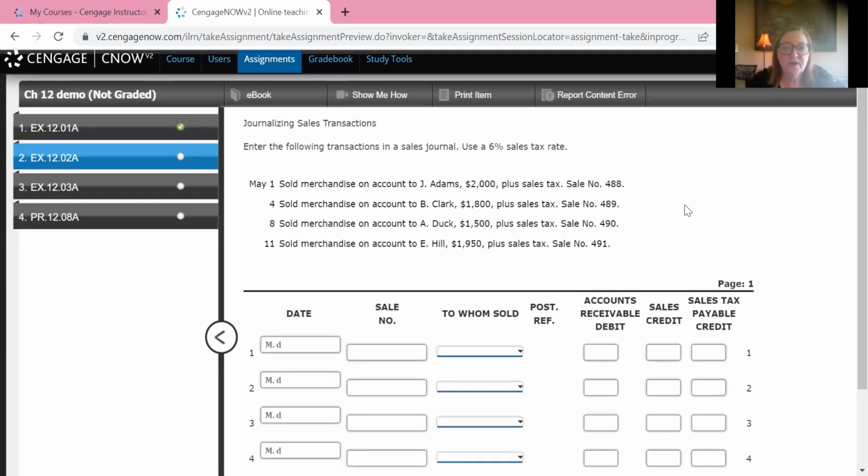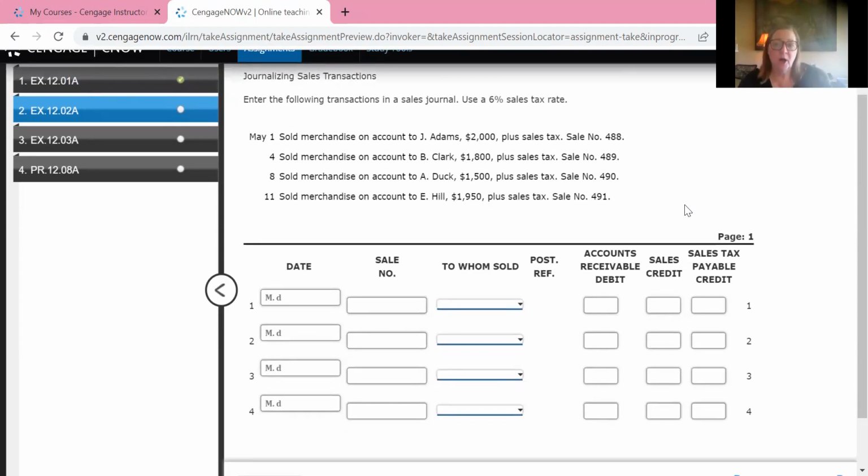This is exercise 2, and this one is trying to get us to journalize these sales transactions. We're going to record similar to the way we would if we were recording each one individually as a journal entry, but we're recording them in the journal. And then we're not going to post it to the ledger until the end of the period. So the first one is we sold merchandise on account to J. Adams for $2,000, sales number 488.